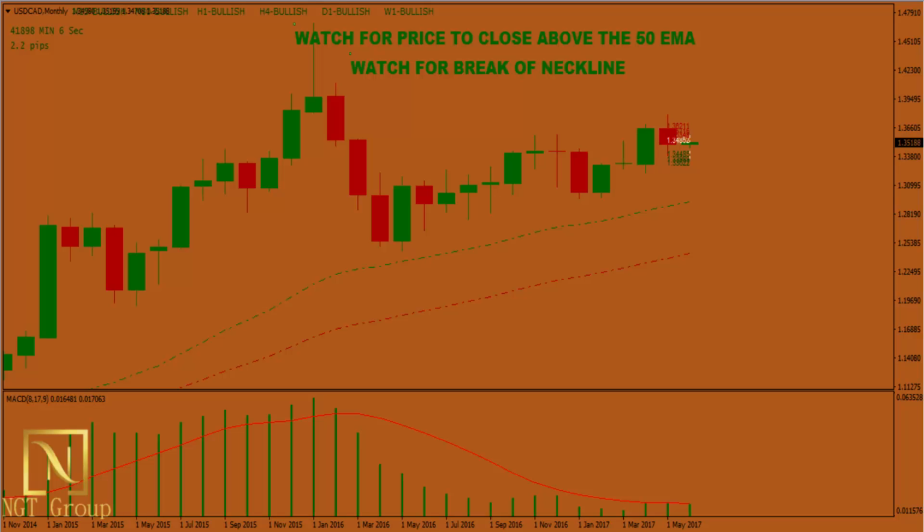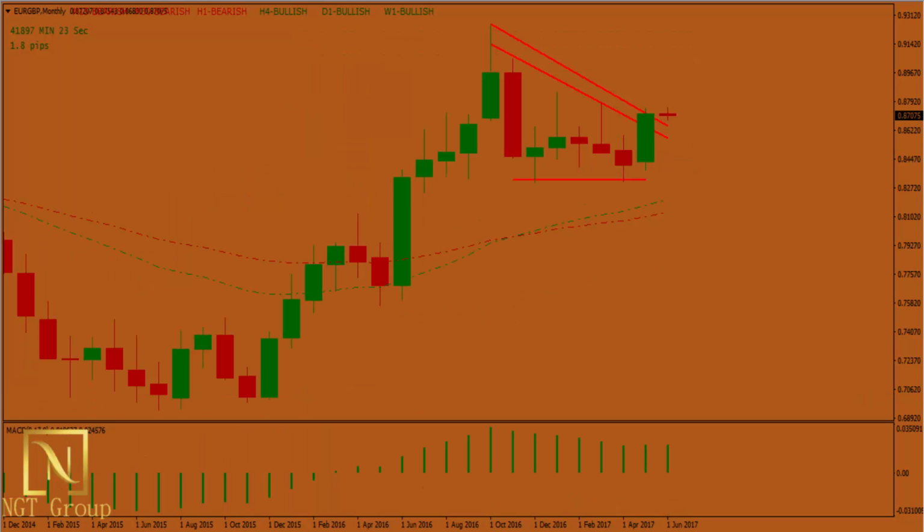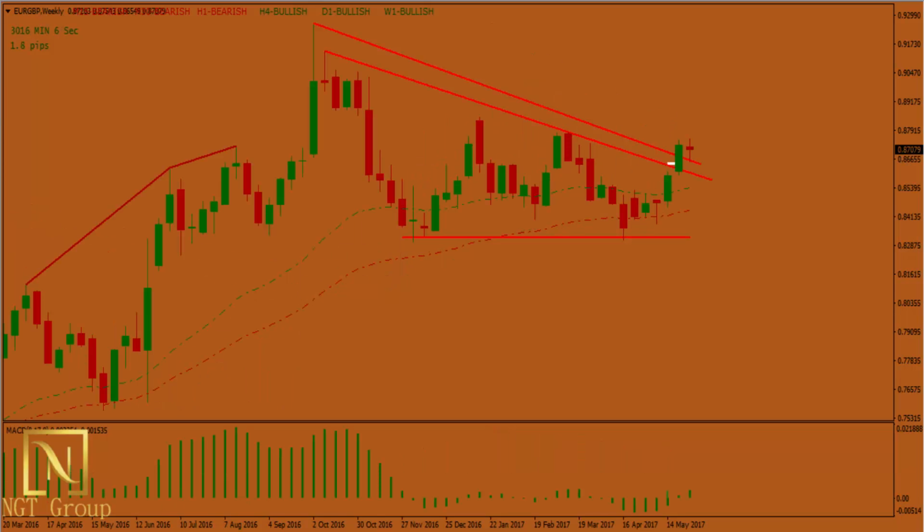Next, we have the USD CAD. We see the dollar gaining strength against the CAD. The pair has been in a strong uptrend. NGT traders will drop down to the lower time frame chart and look for buying or selling opportunities. Next, we have the Euro Pound. We have seen the bulls take charge during May. Price has broken out of a descending triangle. A look on the weekly shows price clear break and close on the lower time frame. NGT traders will drop down to the lower time frame and look for buying or selling opportunities.